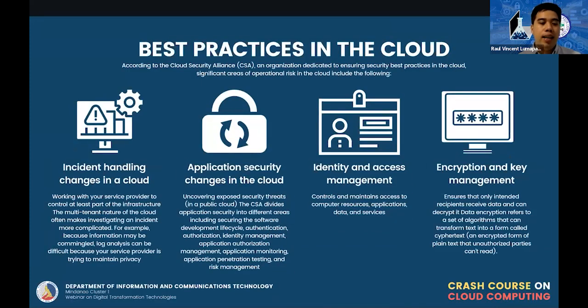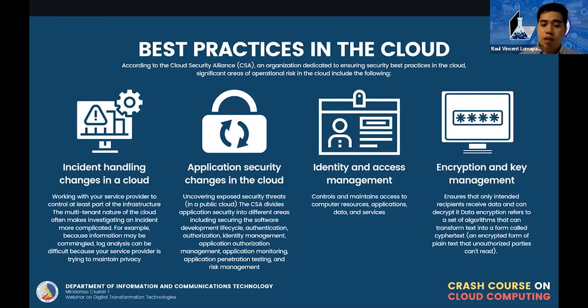Next, incident handling changes in the cloud. Working with your service provider, you should be able to identify incidents that happen in the cloud. You should work with your service provider to identify those incidents, and provide proper documentation and log analysis so that you can properly identify the root cause of those incidents.